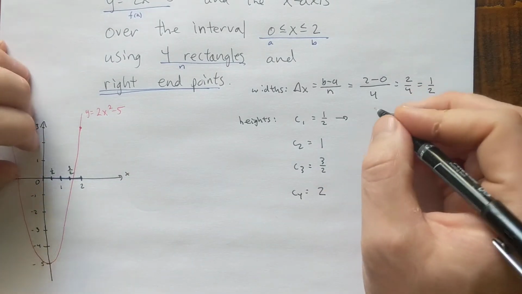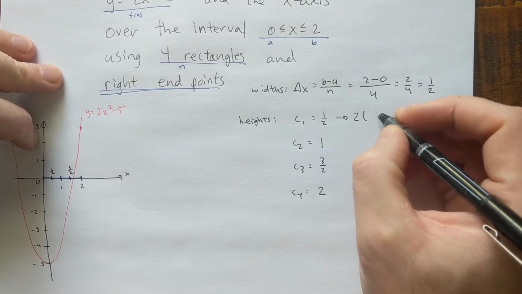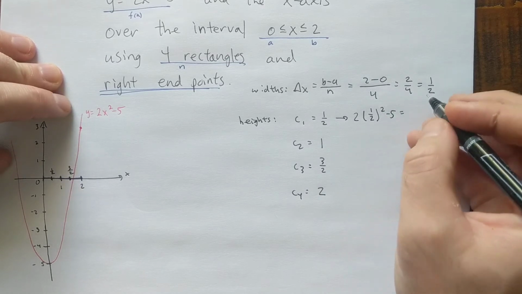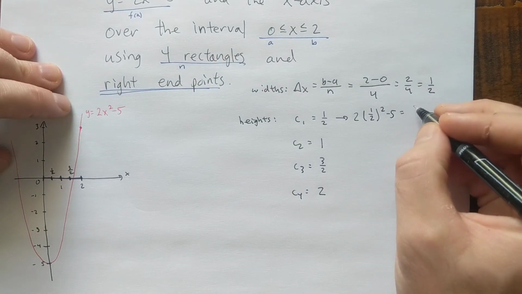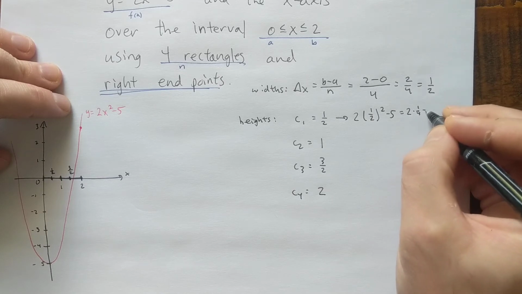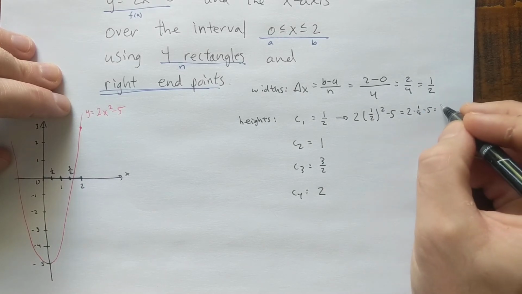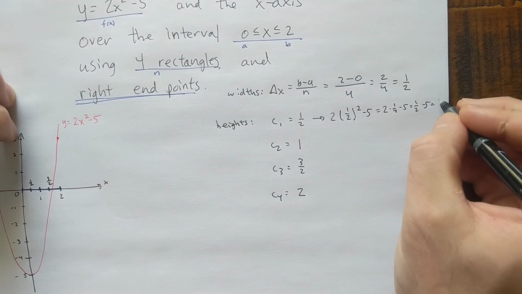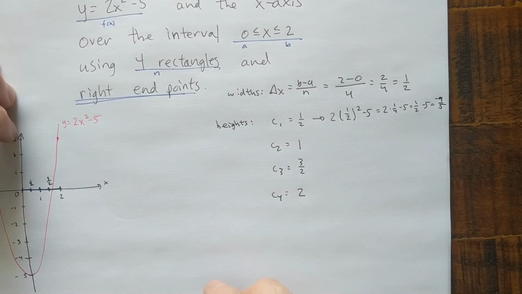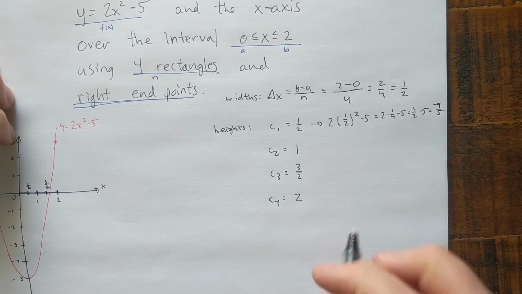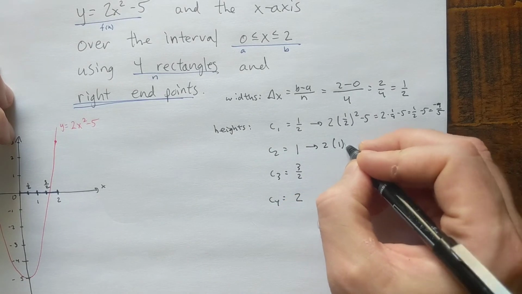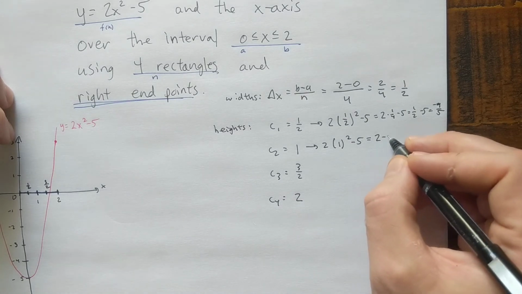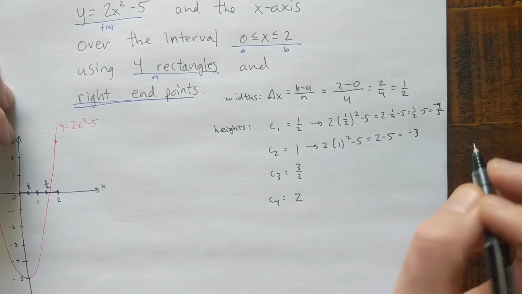All right, so let's do that. So it's going to be 2 times 1/2 squared minus 5. 1/2 squared is 1/4, right? So we're going to get 2 times 1/4 minus 5, which is 2 times 1/4 is 1/2. So 1/2 minus 5. 5 is 10/2, and we're subtracting 1, so this is 9/2. So this is negative 9/2, which is the same as negative 4.5. Right? All right, and then 1 squared, 2 times 1 squared minus 5. So square 1 is just 1. So it's 2 minus 5. So here's negative 3.